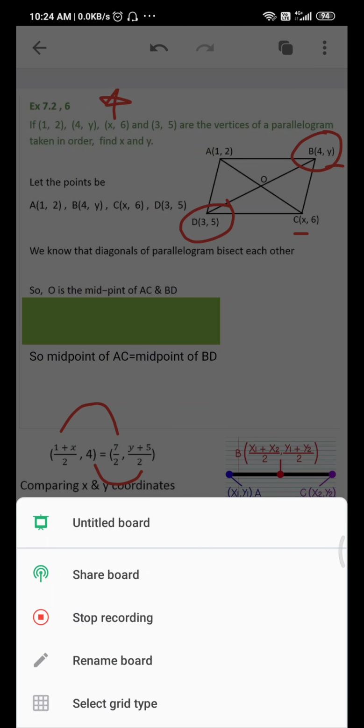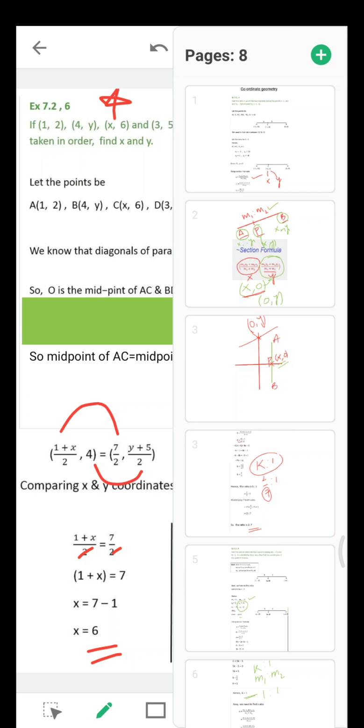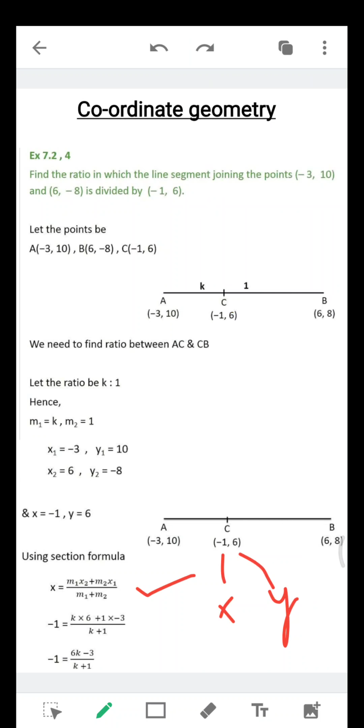So you'll find many interesting questions in this exercise, and these are all still basics of coordinate geometry. The actual coordinate geometry begins in intermediate. So those who are going for mathematics in intermediate, this chapter is very important for you all.